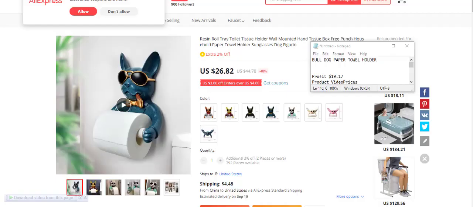Hello guys, today I'll be showing you 12 hot products you can only sell at your dropshipping store. Very cheap and they have high profit margin. So the first product for today is Bulldog paper towel holder.